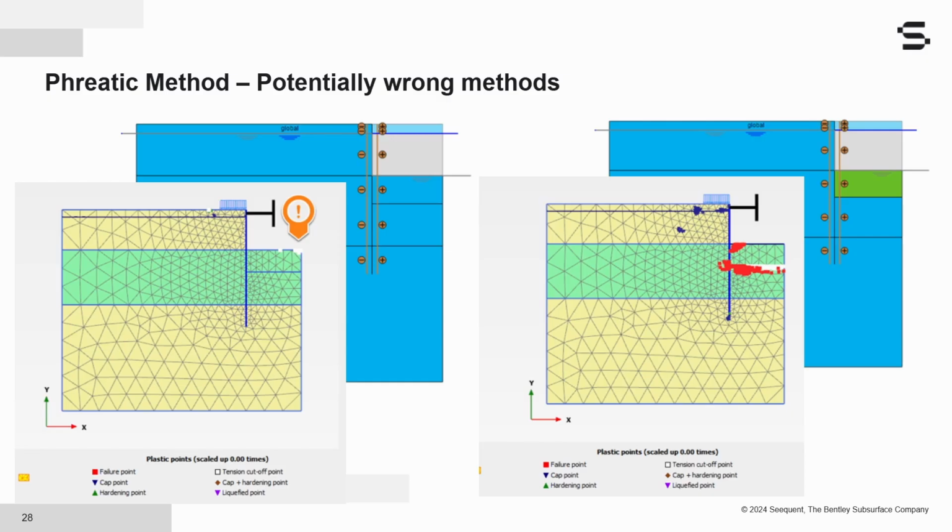Now, why these methods might not work as expected? In the left case, we have an initial pore pressure distribution, and then we set the cluster to dry. So this will now make the distribution look like this. So we have an initial pore pressure distribution.